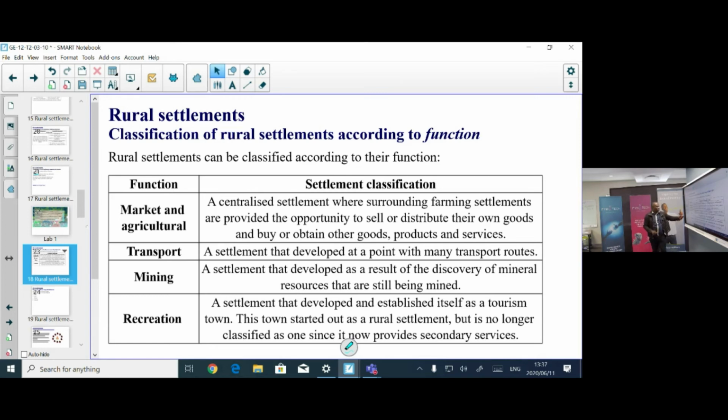Mining, a settlement that developed as a result of the discovery of mineral resources still being mined. Recreation, a settlement that developed and established itself as a tourism town. This town started out as a rural settlement, but is no longer classified as one since it now provides secondary services. So this is according to the function. So the functions that we have are market and agricultural, we've got transport, we've got mining, and we've got recreation.